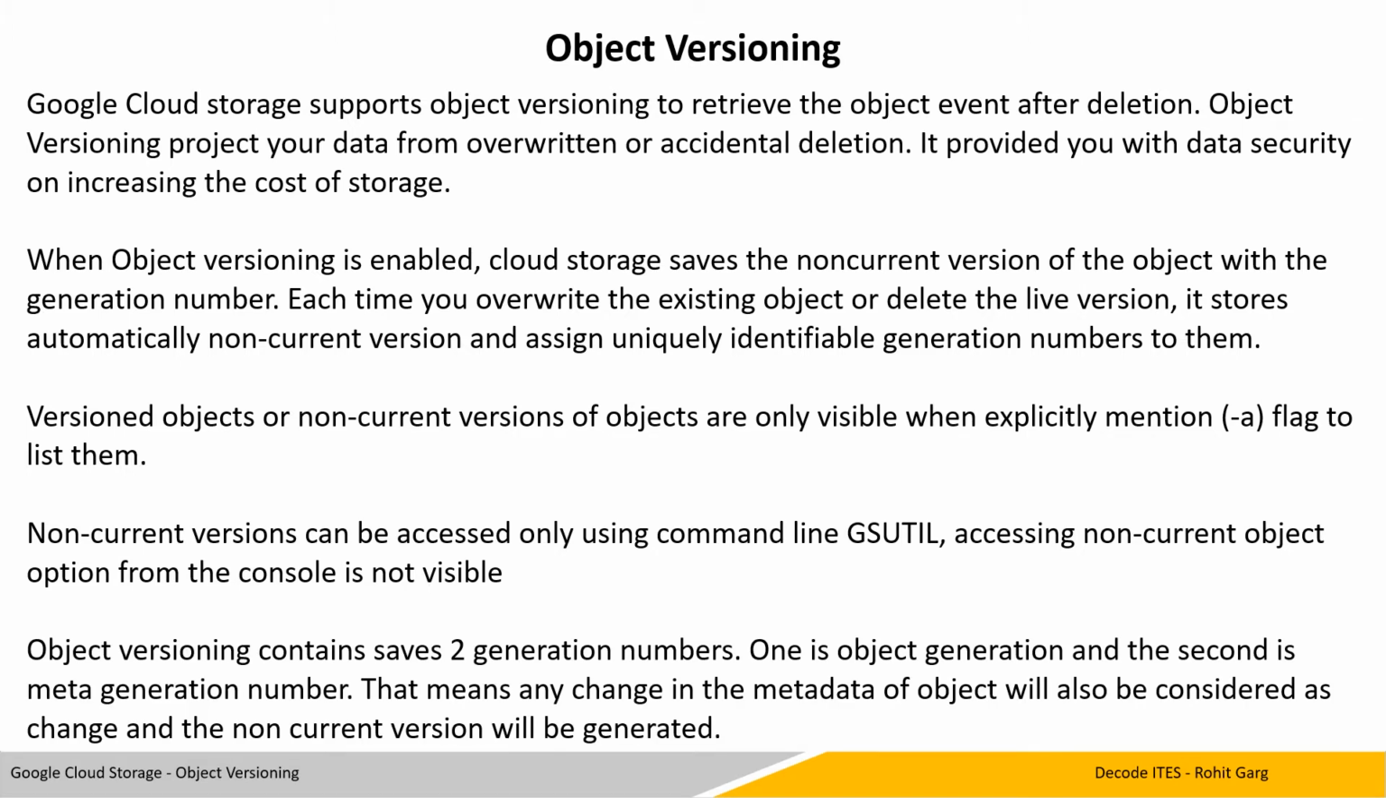Object versioning saves two types of generation numbers. One is the object generation and the second is the metadata generation number. That means any change in the metadata of an object will also be considered a change and a non-current version will be generated. In metadata we can consider the label of a particular object and the permissions of a particular object. If those things are changed, Google Storage considers them a metadata change and creates a copy of the object as a non-current version with the old metadata details.